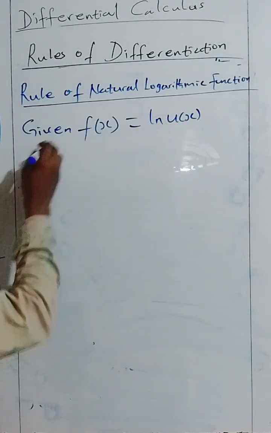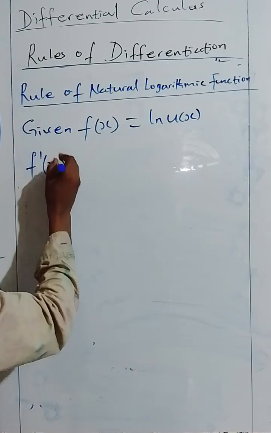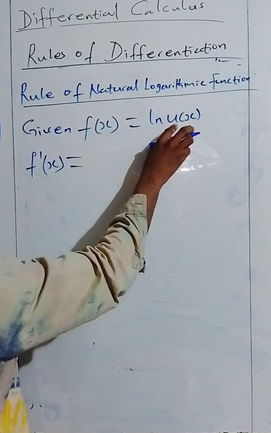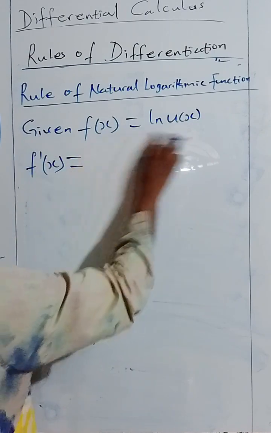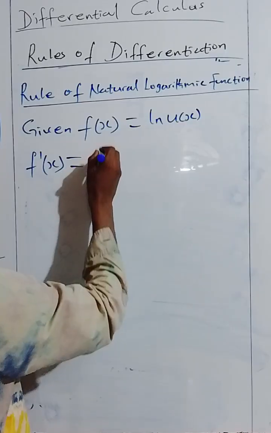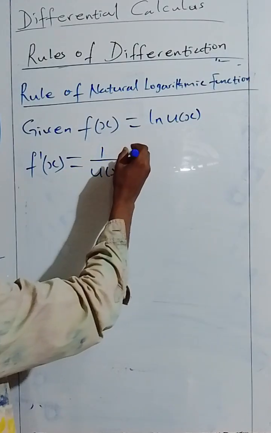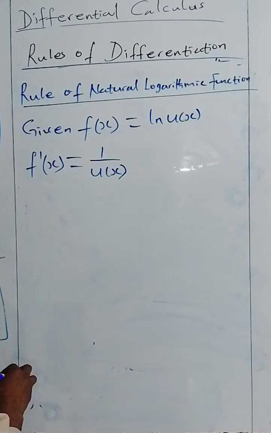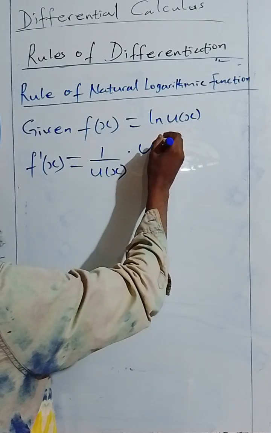If you are to find dy/dx, that is the derivative of this, which is f prime of x, the rule says that we are to find the reciprocal. The derivative of this function is the reciprocal of the relevant function, that is 1 over this function, multiplied by the derivative of the function itself, that is u prime of x.